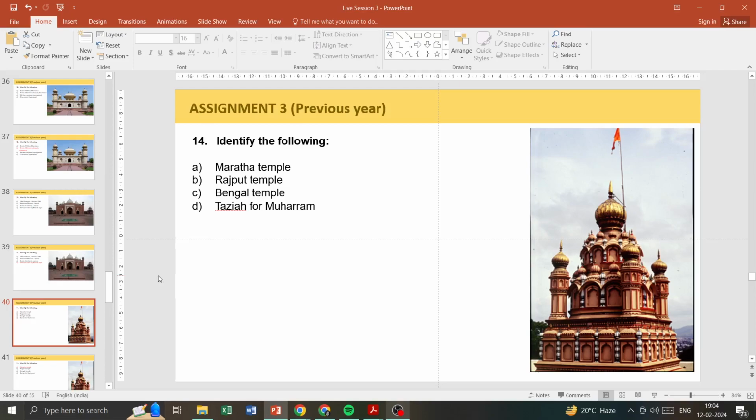But Maratha temples had dome on top because it was heavily inspired by the Sultanate architecture, and also the use of 4 minarets in temple shikharas is commonly seen in Maratha temples, and these 4 minarets again come from the Sultanate architecture. So our answer is A, Maratha temple.